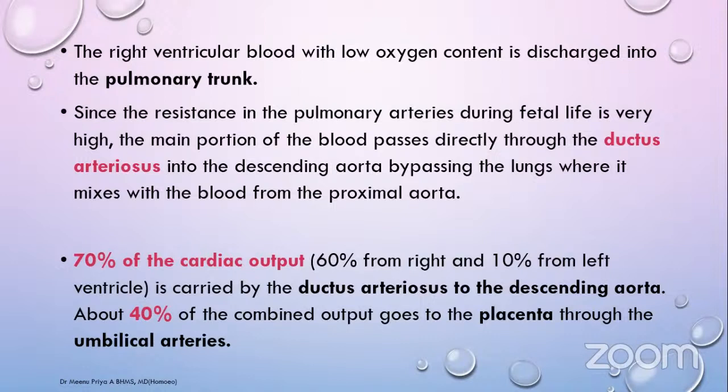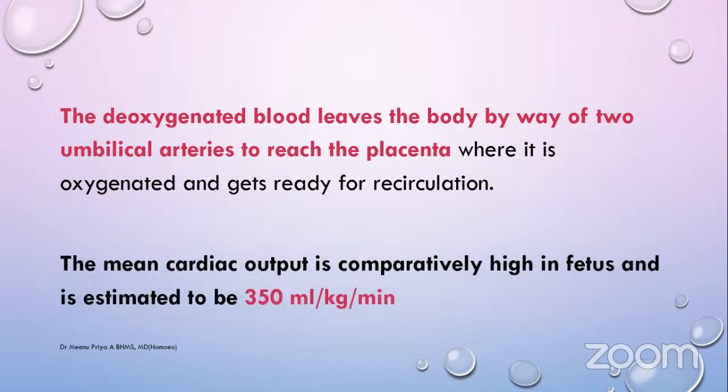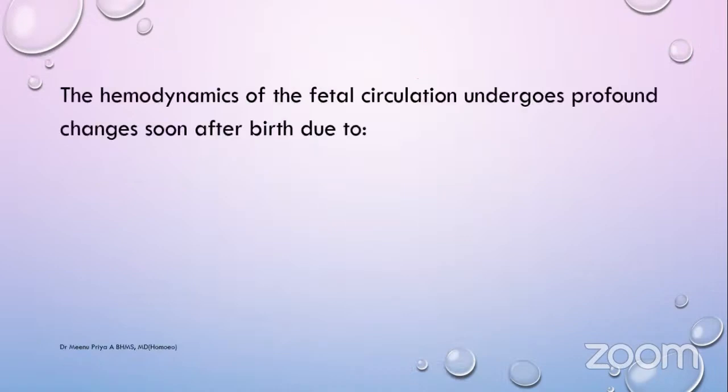What comes from the placenta is oxygenated blood to the fetus. That is 80%. Now this 40%, whatever goes to the placenta through the umbilical arteries, is deoxygenated blood. This deoxygenated blood leaves the body by way of two umbilical arteries to reach the placenta, where it gets oxygenated and gets ready for recirculation. The mean cardiac output is comparatively high in the fetus. Why? Because the blood circulation is more in the fetus than the placenta, and is estimated to be 350 ml per kg per minute. So what are the changes that occur after birth?